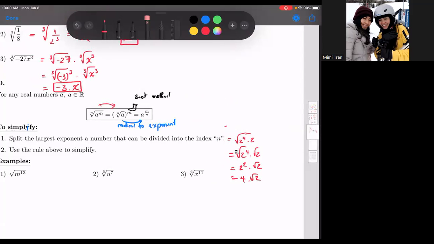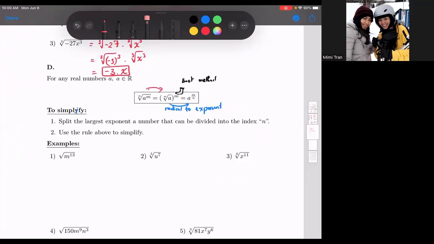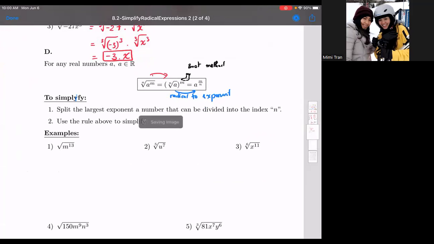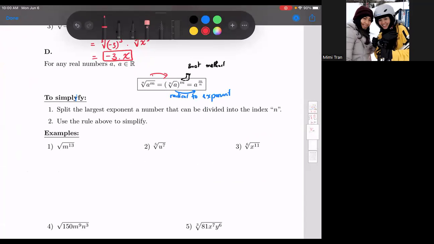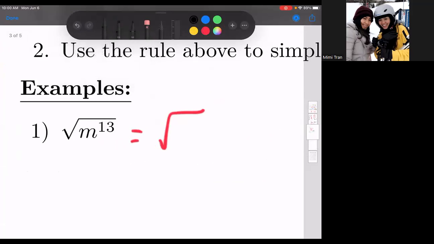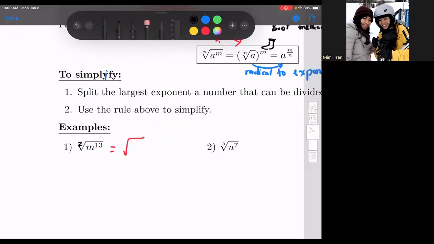So let me erase all that. So you split something, the exponent that is able to divide into the index. That's what they meant. And then you use the rule above to simplify. So let's do this: the square root of m to the 13. I can split it into what? What is the largest number divided into 2? Of course, there's the 2 here. What is the one below 13 that divides into 2? 12, right? So m to the 13, I can split into m to the 12 times m.